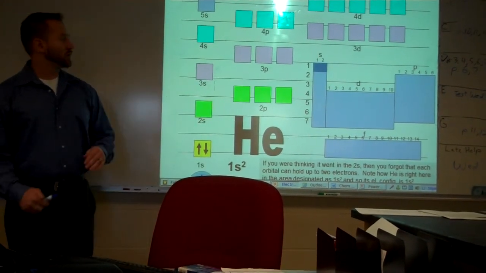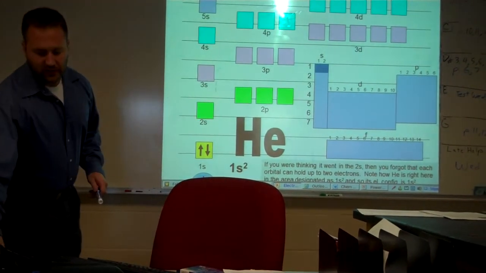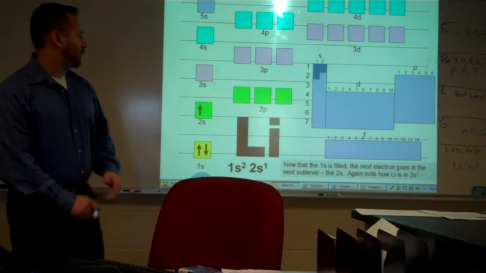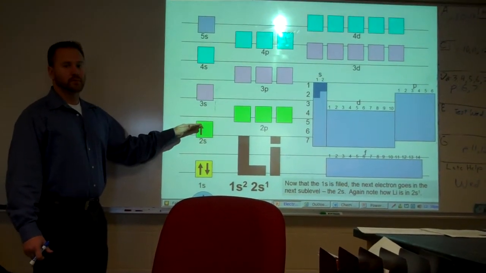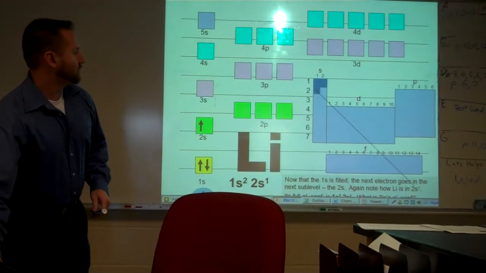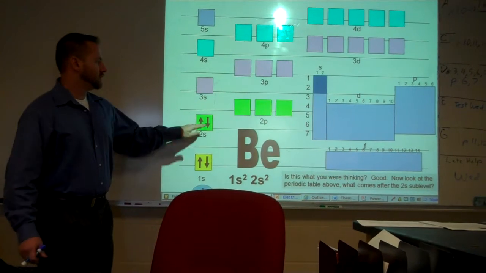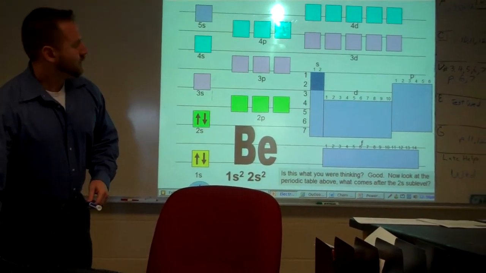When you start the next row on the periodic table, you would have 3 electrons in lithium, and that would have 1 electron occupying the second energy level, s subshell. And we just keep building and so on and so forth. So beryllium would have 2 electrons in that sublevel. Alright? That would be an s2.